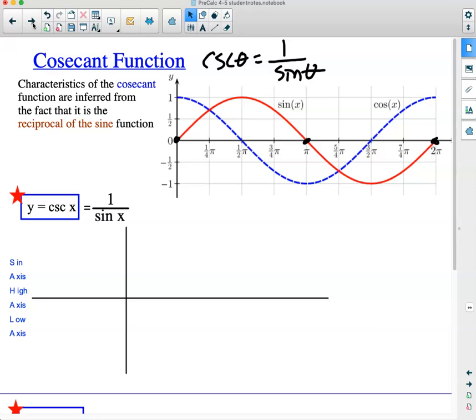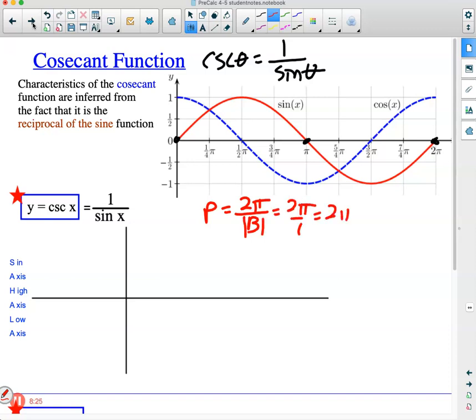So when I graph cosecant, I get into my head, hey, this is sine, and 2 pi over the absolute value of b would be 2 pi over 1. So it's 2 pi, and I need a fourth of that 2 pi. So again, it's going to be 2 pi over 4, which is pi over 2. So let's go ahead and get those increments on there. So pi over 2, 2 pi over 2 is pi, 3 pi over 2, and then 4 pi over 2 is 2 pi. And let's go to the left a little bit here too.